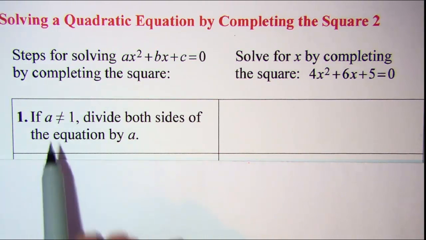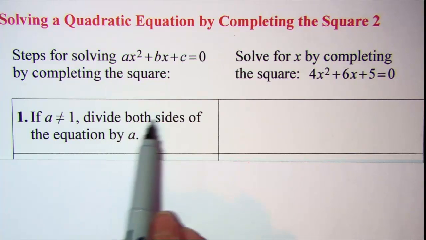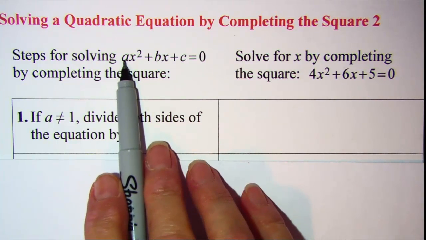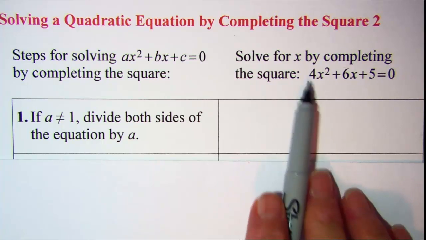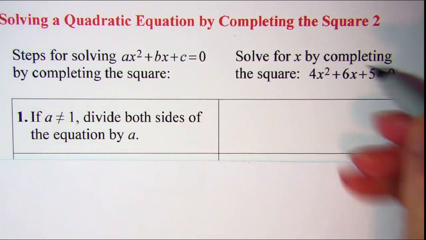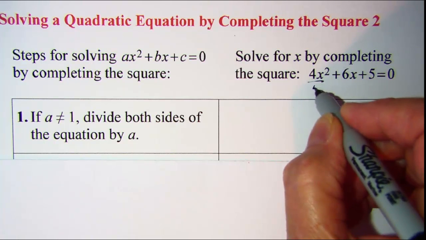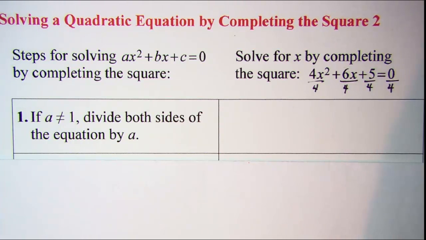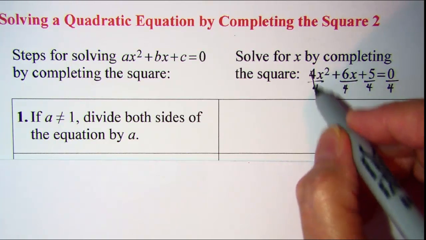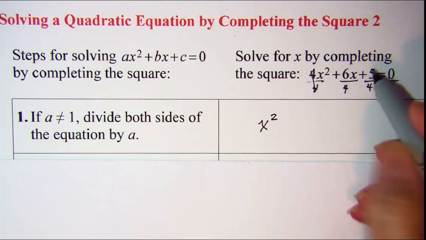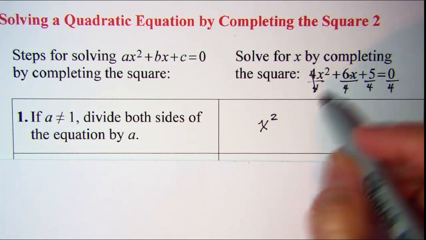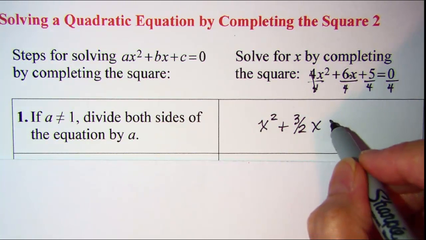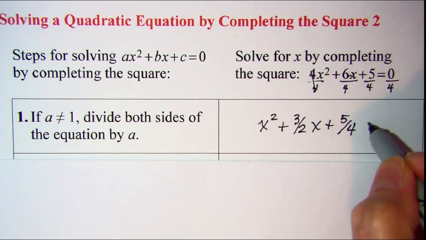So our first step is, if a is not equal to 1, divide both sides of the equation by a. So we can see that a, which is the lead coefficient, in this case is 4. So I need to divide both sides of my equation, which means I'll divide every term by 4. When I do that, these 4's cancel, and I have x squared. 6 divided by 4 is 3 halves, so plus 3 halves x plus 5 fourths equals 0.